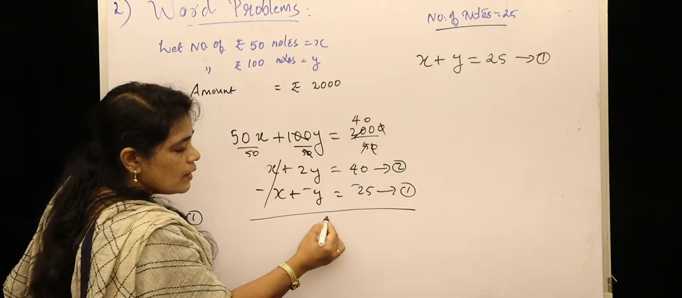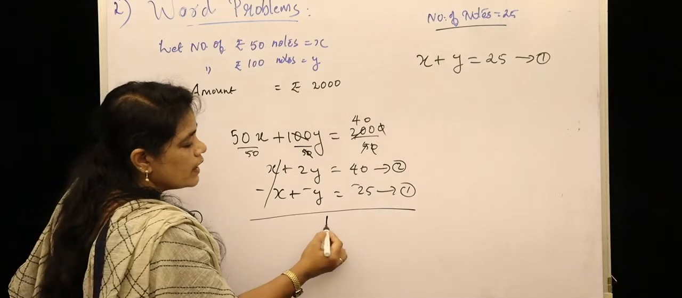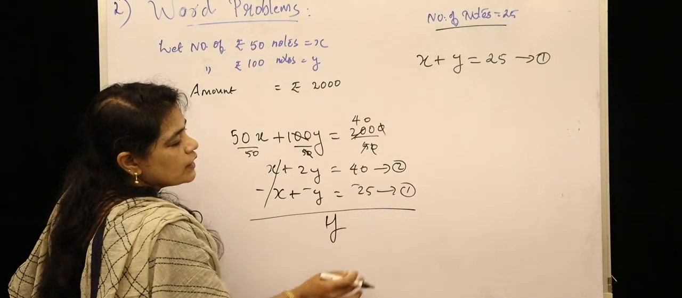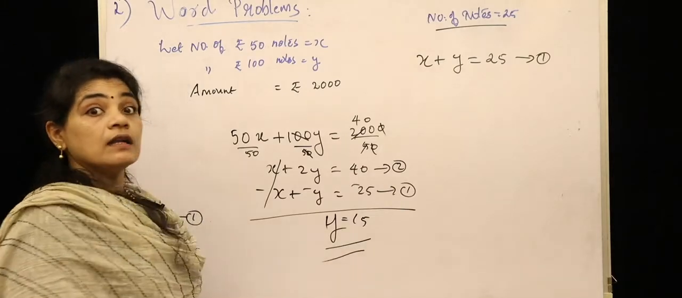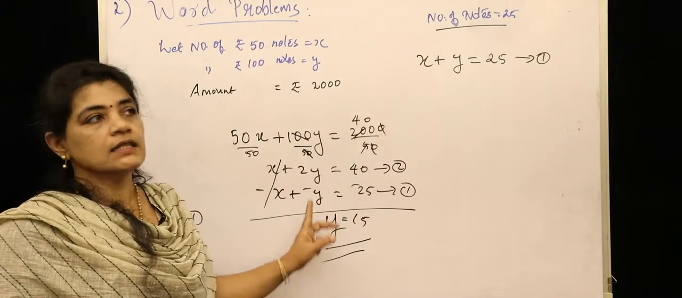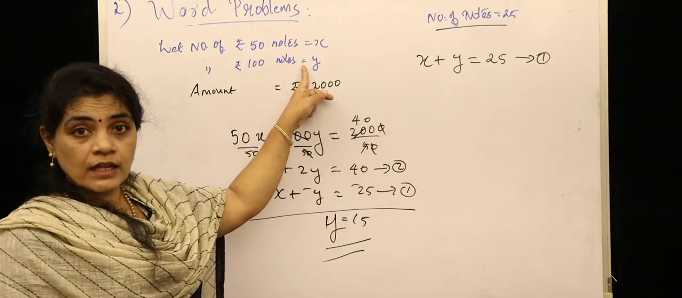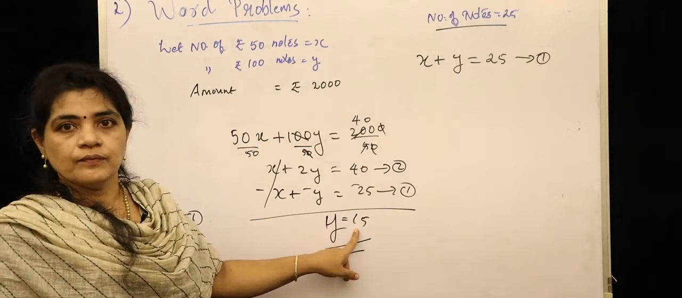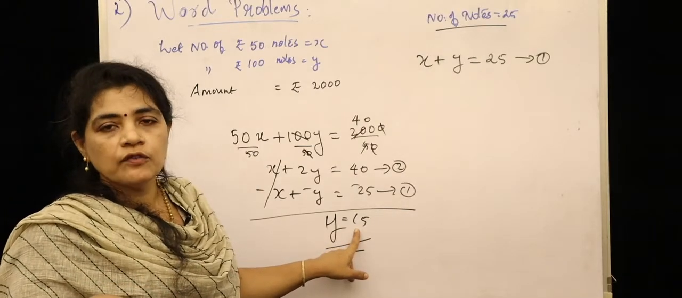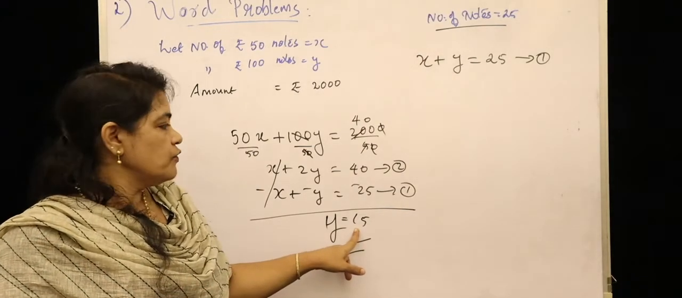2y minus y, 2 minus 1, 1y is y simply. 40 minus 25 is 15. That is the number of 100 rupees notes. That is what we have taken for y. The variable is 100 rupees notes. That is 50. So how many notes? That is only 25. So 25 minus 15 is 10.